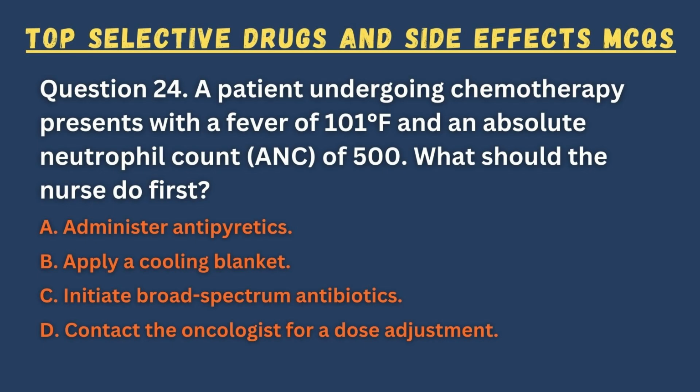Question 24. A patient undergoing chemotherapy presents with a fever of 101 degrees Fahrenheit and an absolute neutrophil count, ANC, of 500. What should the nurse do first? A. Administer antipyretics. B. Apply a cooling blanket. C. Initiate broad-spectrum antibiotics. D. Contact the oncologist for a dose adjustment.